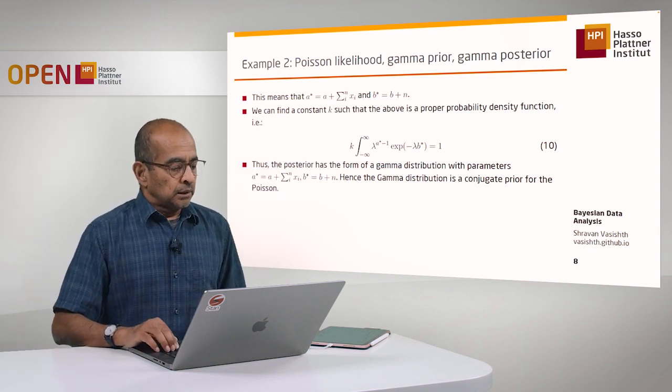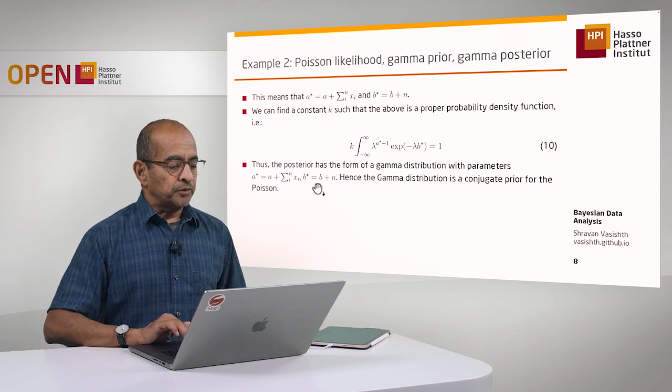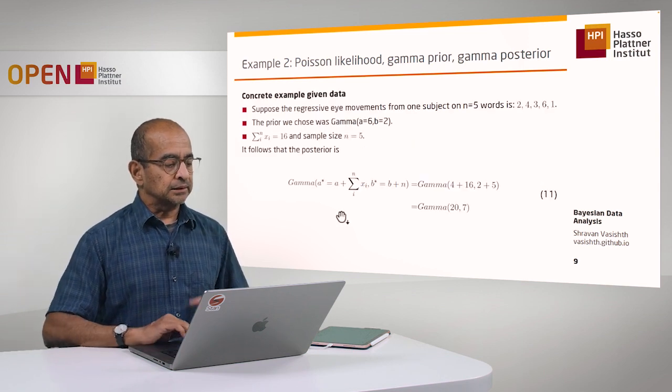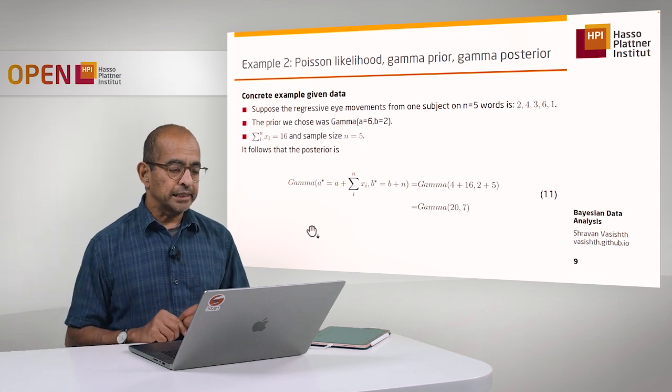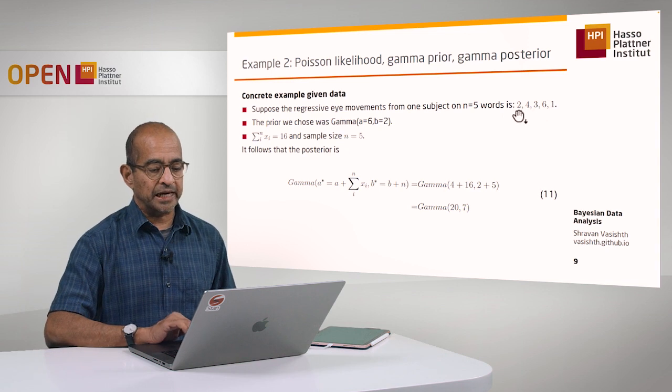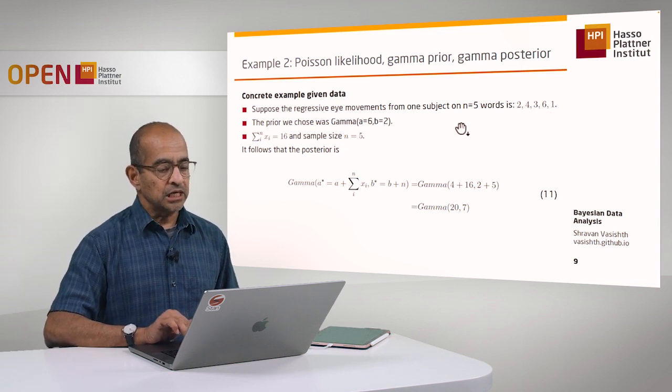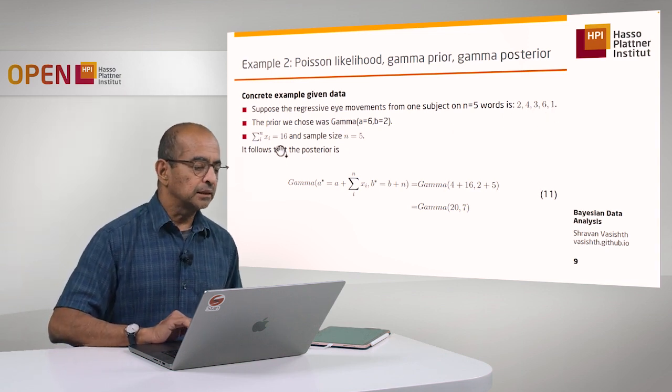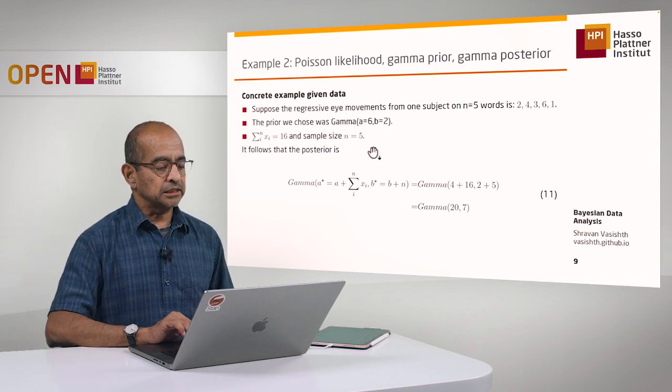So the posterior can now be worked out, as I showed you, right? This is also an example of a conjugate case. So I'm going to quickly show you an example of how you would do this. Suppose this was my actual data. I have 5 data points. So I sum up these data points. I get 16 as my sum, right? N is equal to 5.